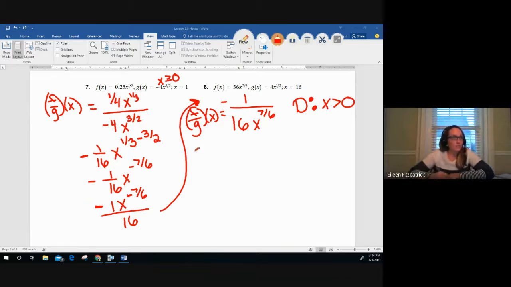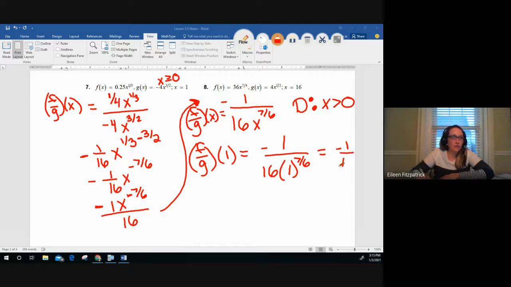All right. The last step of this problem is to evaluate when x is equal to 1. So I have -1/16 times 1 raised to 7/6. 1 raised to 7/6 is just 1, and then 1 times 16 is just 16, so it's -1/16.